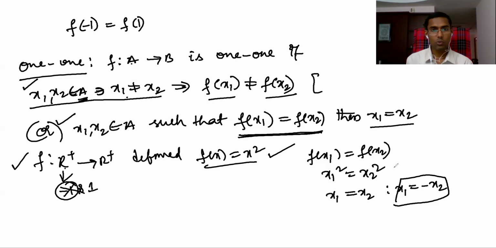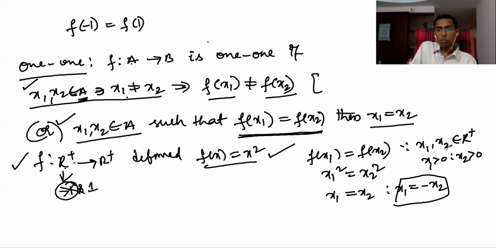Here what we have taken, x1, x2 we have taken from R plus. When you have taken x1, x2 from R plus, then what will happen? x1 is greater than 0, then x2 also greater than 0. Both are positive only, na? So here x1 equal to x2 you can write, but x1 equal to minus x2 you cannot write because x2 is positive, positive into minus is negative. x1 becomes negative if x2 is positive. This is not possible because x1, x2 both are positive.